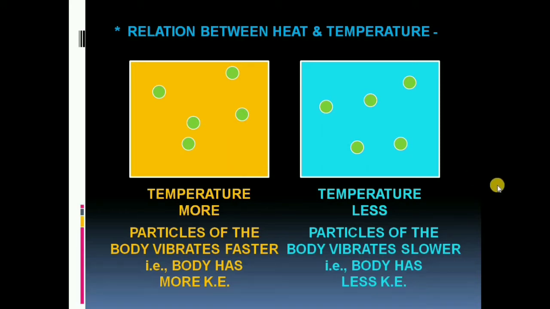So just remember this: hot bodies have particles which vibrate faster, hence it will have more kinetic energy and heat contained in the body. Cold bodies' particles will vibrate slower, so that means it will have less kinetic energy and hence it will have less amount of heat energy contained within itself. That's why temperature is less in a cold body and more in a hot body.